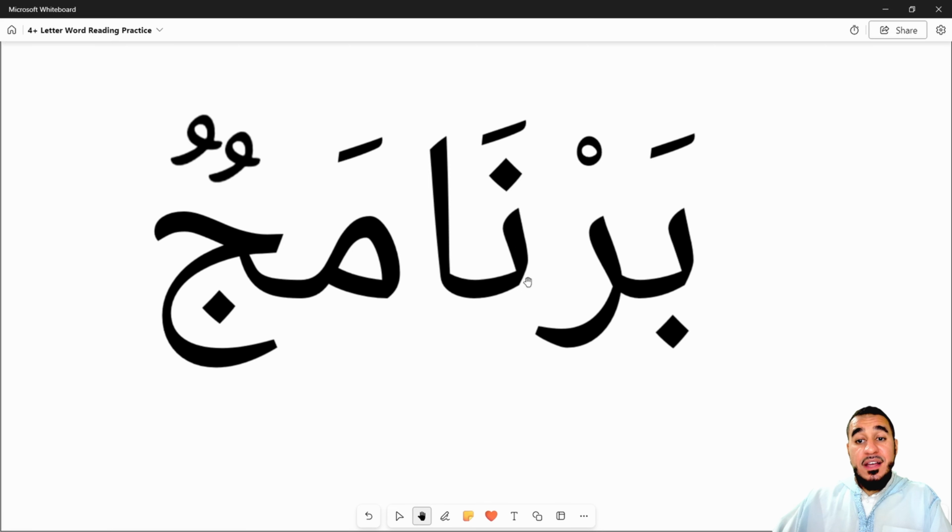And then we have the noon with a fatha above it and an alif attached to it. And this alif, there's no hamza above it, so we know it's the alif of mad, of lengthening. And the alif of mad lengthens the fatha sound. So this part here would be na.